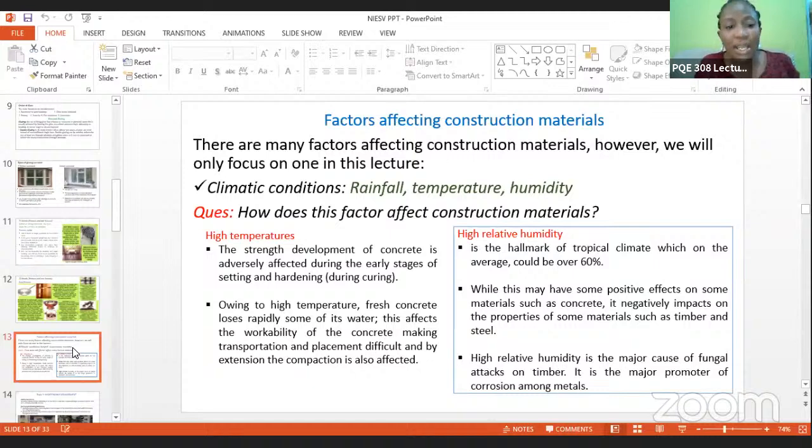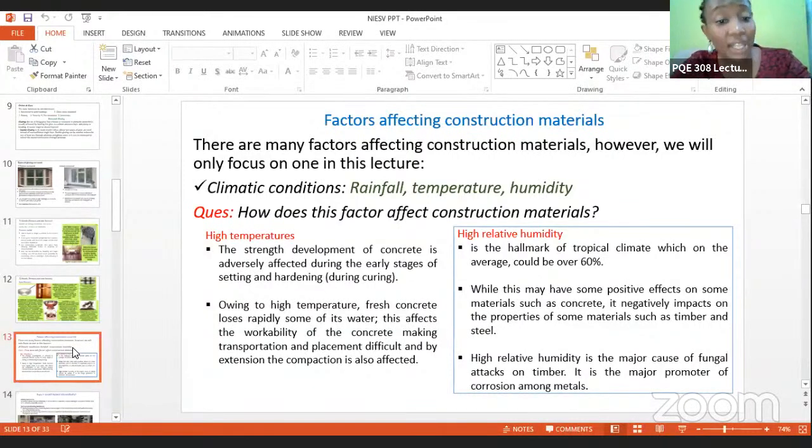For example, how does a climatic condition affect construction materials? What are the climatic conditions that we have? We have rainfall, temperature, and humidity. So in your own words, you actually know how rainfall can affect construction materials. For example, by the time you put your cement or your wood or timber under the rain, we know what it can cause. So without being told, you can put things in your own words.